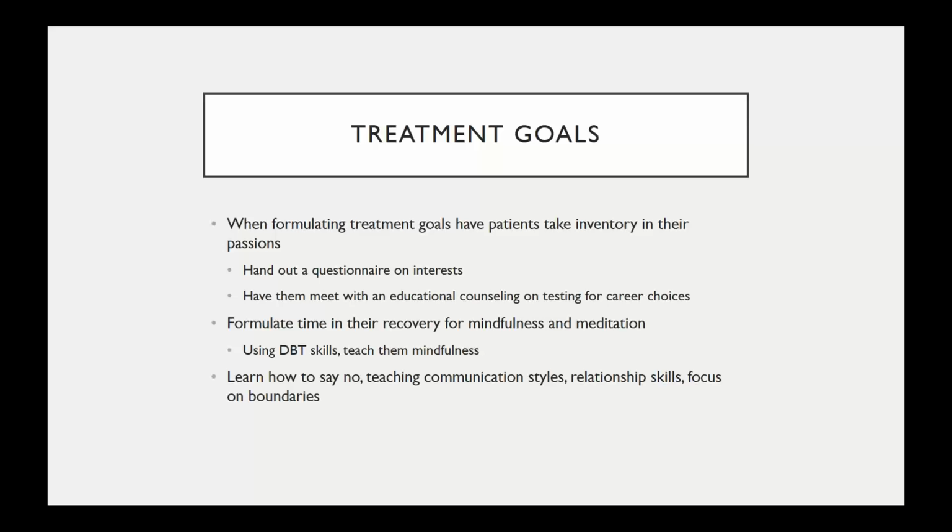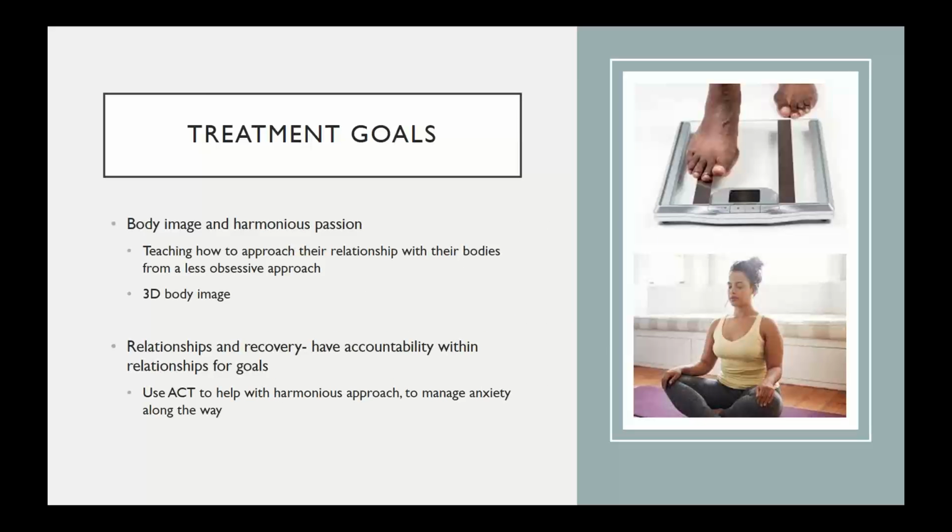Also, things I've done in an outpatient setting are meeting with an educational counselor, maybe testing for career choices, and then having them formulate time in their recovery plan for mindfulness and meditation to talk about how they can reach these goals. Also, in relationships group, we really need to focus on saying no, teaching communication styles, the relationship skills, and focusing on boundaries, which is all part of the internalization process of either harmonious or, controlled or autonomous.